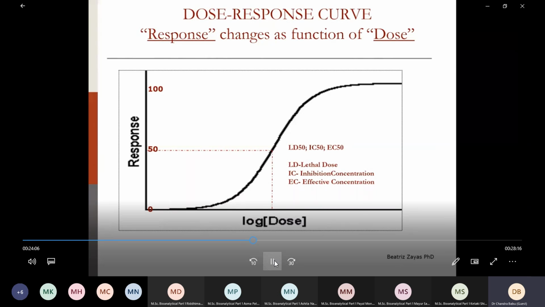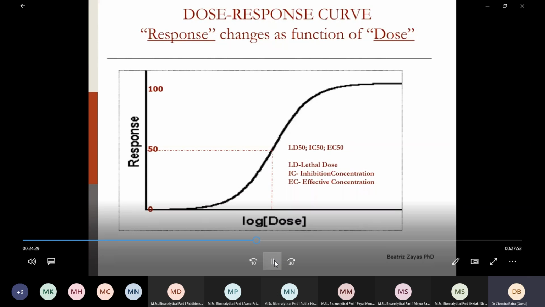What is the effect that you're looking for? Most of the time, we define dose response with lethal doses: what dose we're going to see lethality or death, growth inhibition. That happens a lot when you're working with cell culture. But if you're measuring other effects, you could call them effective concentration.